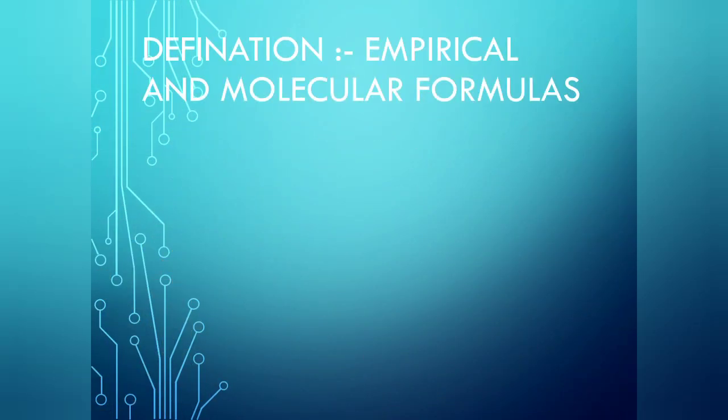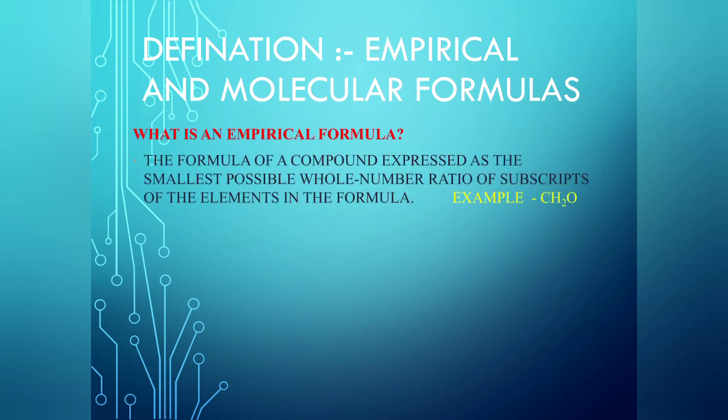Now, from the definition point of view, empirical formula versus molecular formula. What is an empirical formula? The formula of a compound expressed as the smallest possible whole number ratio. It is focused on the ratio of the subscripts of the elements in the formula. For example, CH2O has a ratio of 1 : 2 : 1.